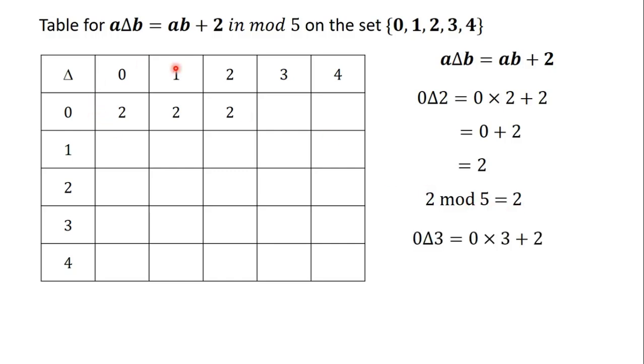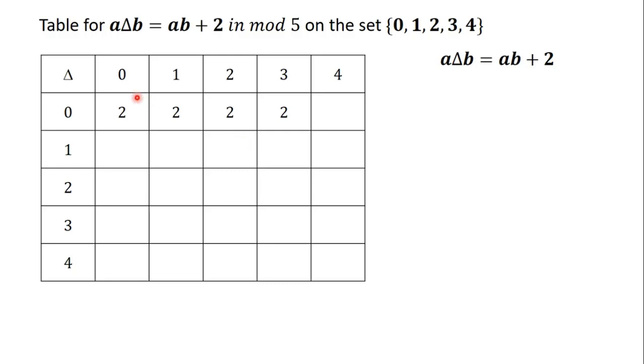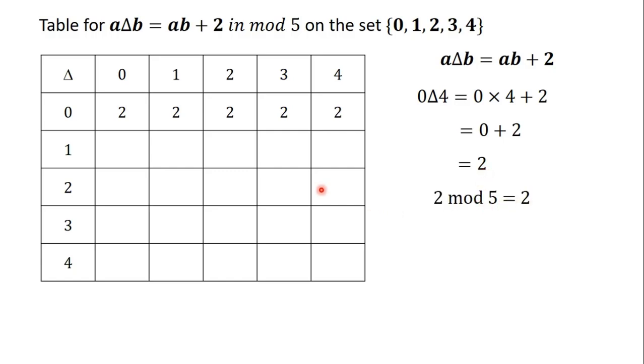The next one is 0 delta 3. 0 delta 3 is equal to 0 times 3 plus 2. 0 times 3 is 0. 0 plus 2 is 2. 2 mod 5 is 2. The next one is 0 delta 4. 0 delta 4 is equal to 0 times 4 plus 2. 0 plus 2 will give us 2. 2 mod 5 is 2. Let's move on to the next row.